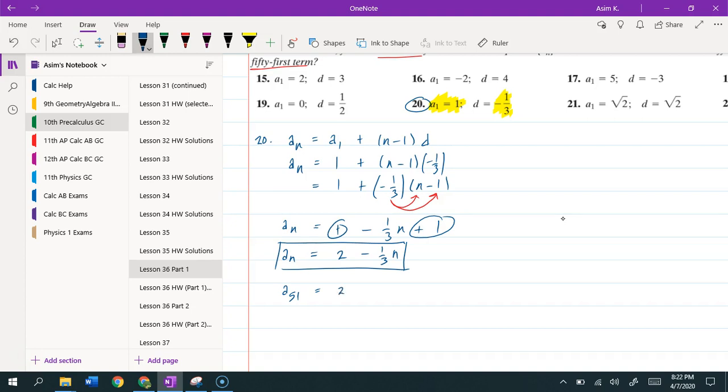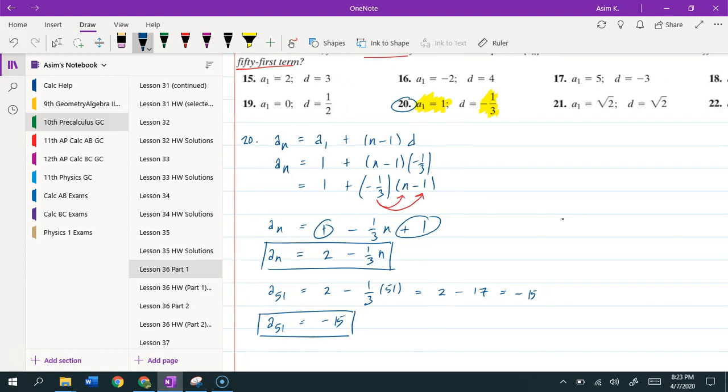So here goes. 2 minus 1/3 of 51 is equal to 2 minus, Bismillah, I believe 51 divided by 3 is 17. I may be wrong, but you guys can check it as you're watching the lecture. And so the answer is negative 15. So the 51st term is negative 15. All right.